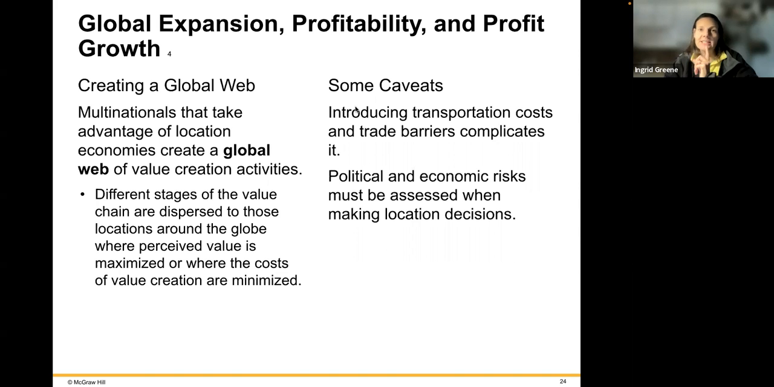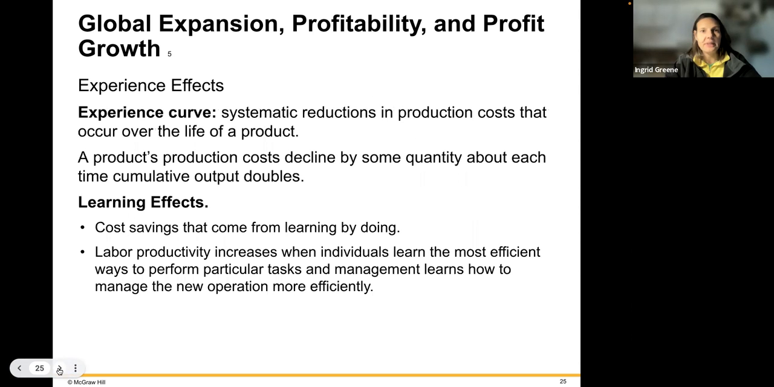There are some caveats though, right? It's not just so simple. You don't wake up one day and start shipping t-shirts around the world or cotton around the world or deciding that you're going to invest in Switzerland for your pharmaceuticals. There are transportation costs, right, as we spoke about, and there are trade barriers that complicate it. And as we've said many times in this course, tariffs, subsidies, etc., will move how you make those decisions. And then, of course, there are political and economic risks, which we talked about in chapter 3. We want to make sure that we have a stable government and that the economy is stable wherever it is that we decide to invest.